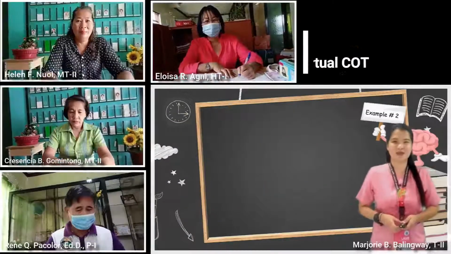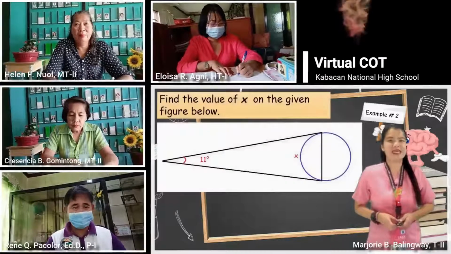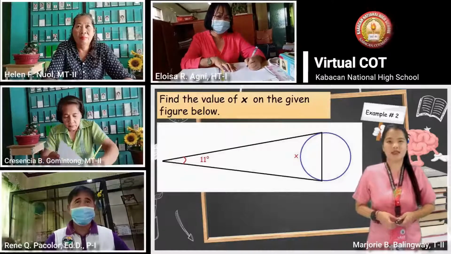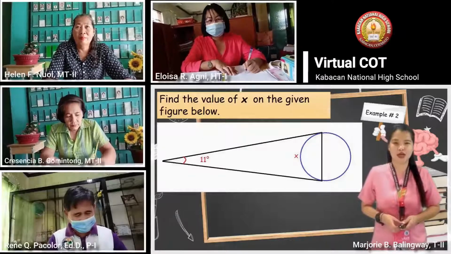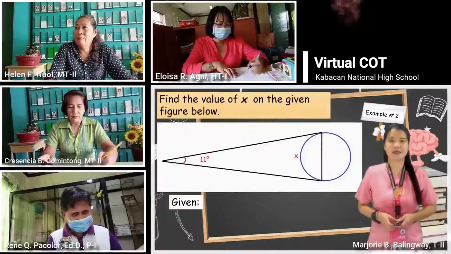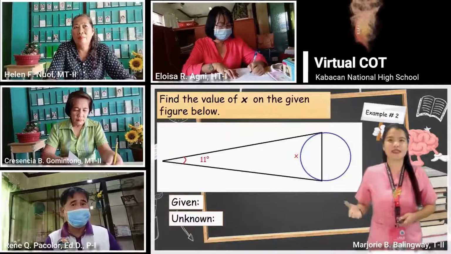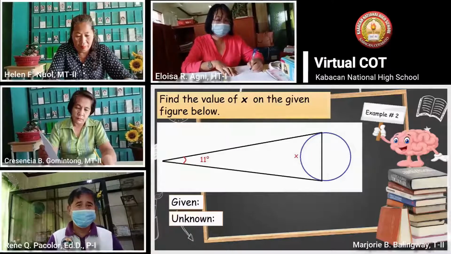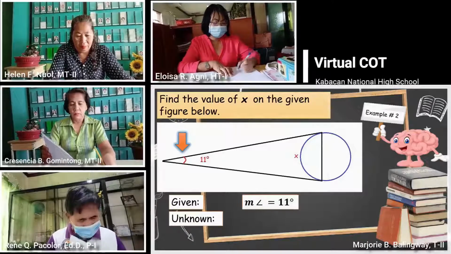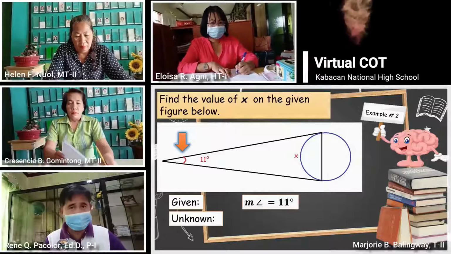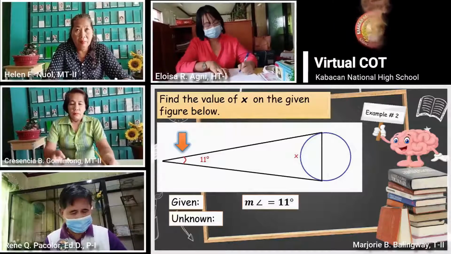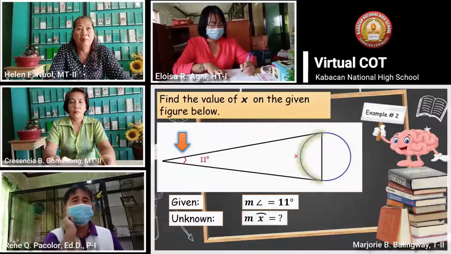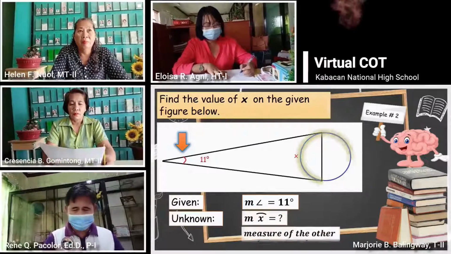Let's have another example. But this time, instead of finding the degree measure of the angle, we will find the degree measure of one of the intercepted arcs. So, take a look at the given illustration. Do you have any idea? In the given example, we are finding the value of x, where x is one of the arcs intercepted by the angle whose measure is 11.